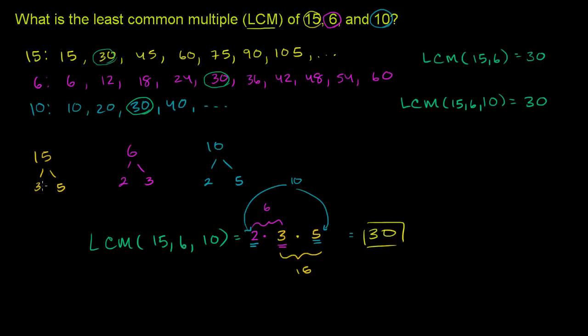So either way, hopefully both of these resonate with you and you see why they make sense. This second way is a little bit better if you're trying to do it for really complex numbers, numbers where you might have to be multiplying for a long time. Well, either way, both of these are valid ways of finding the least common multiple.